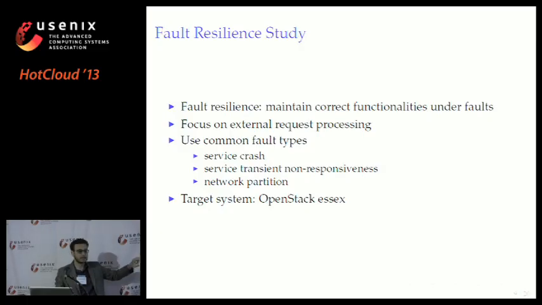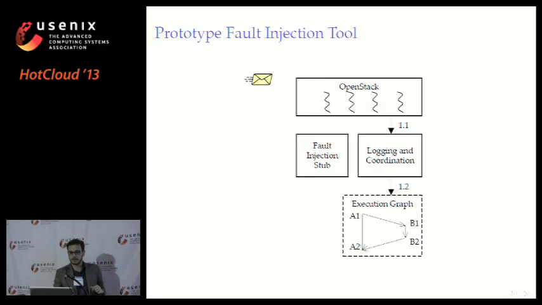And the specific version of OpenStack was Essex that we targeted. So let me briefly go over our fault injection tool. We have OpenStack, and we augmented the logging framework in OpenStack to be able to watch an external request going through the system as it executes. We issue requests to this system while it's more or less quiescent and generate execution graphs based on these requests.